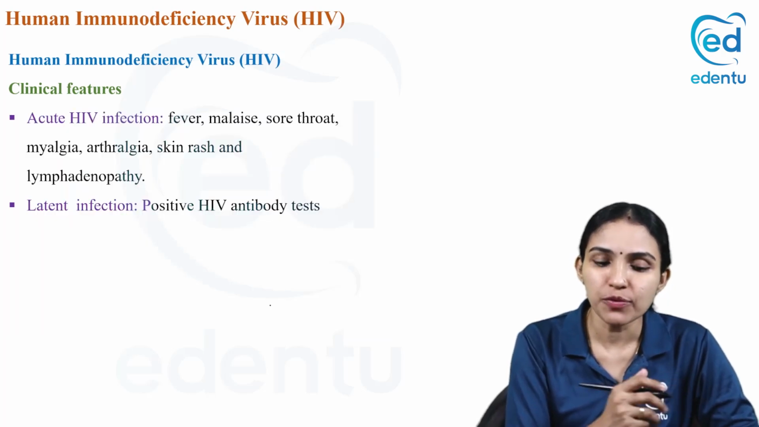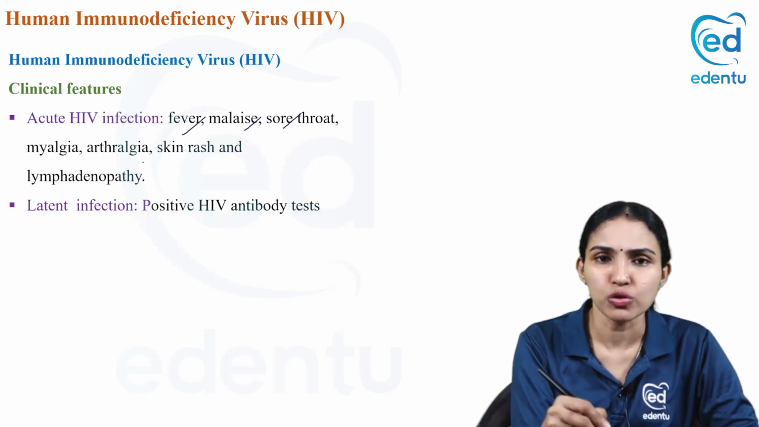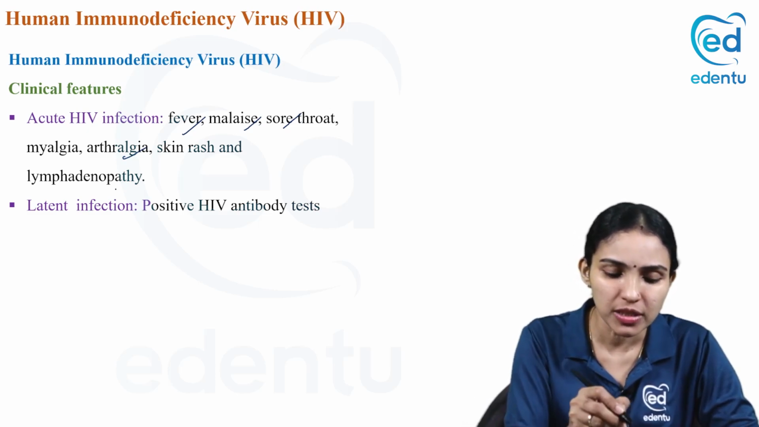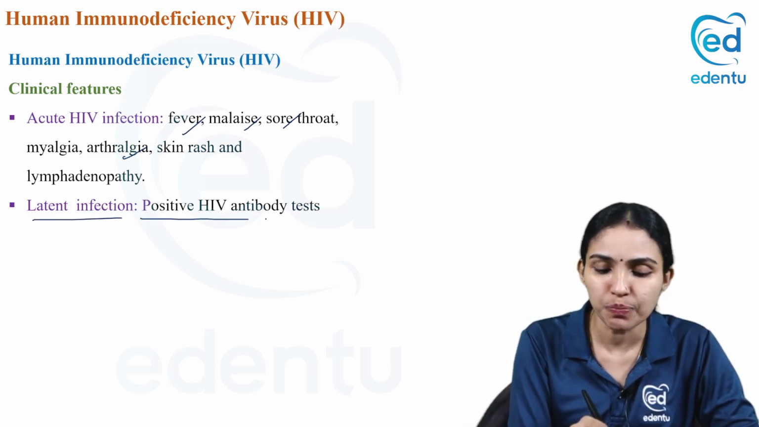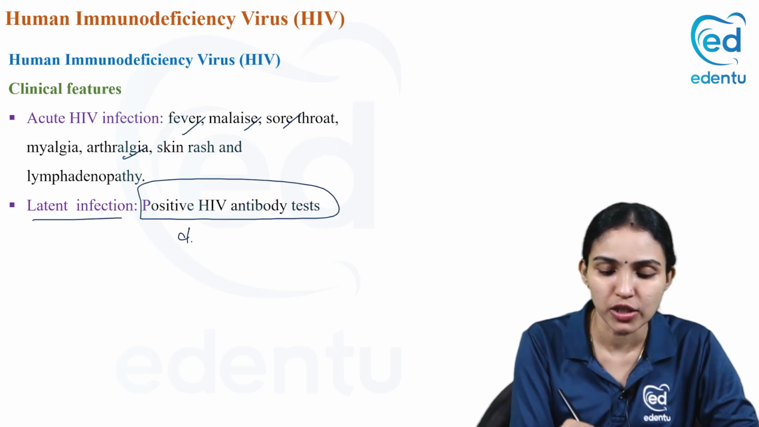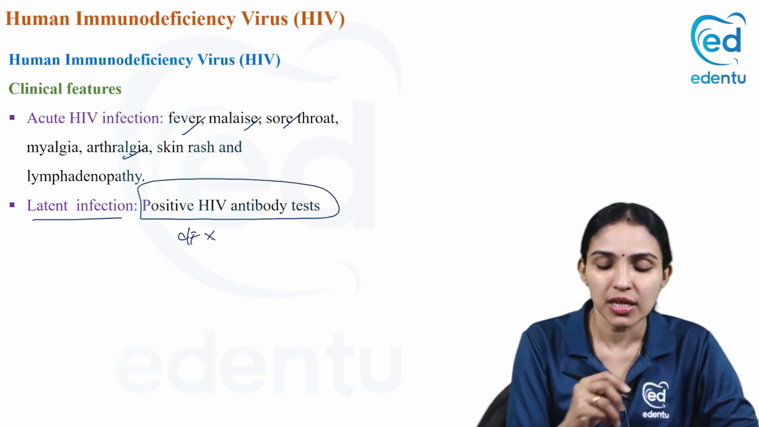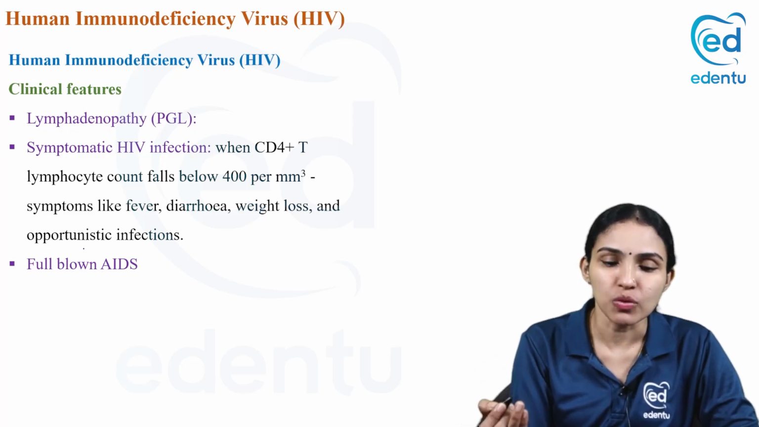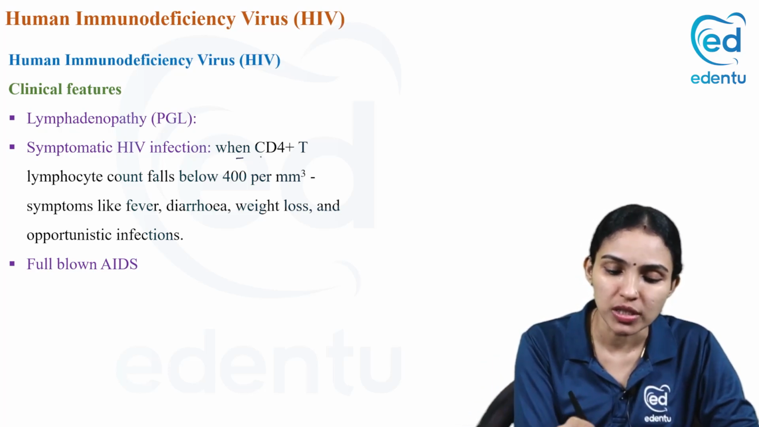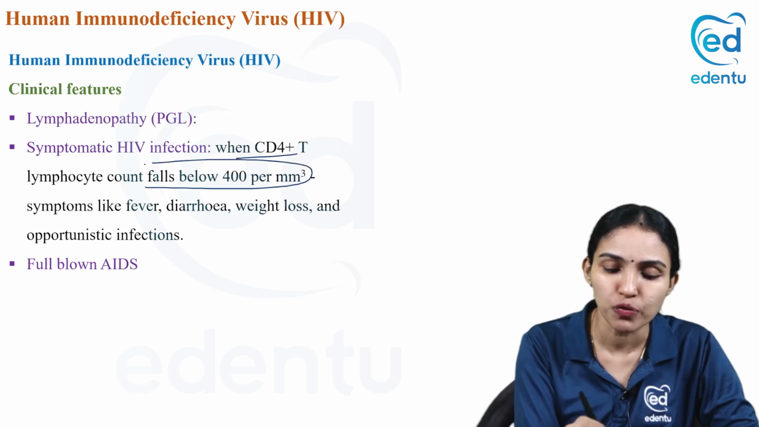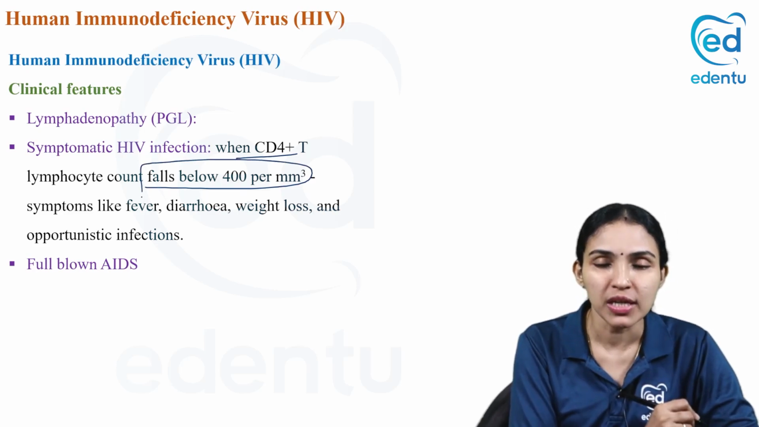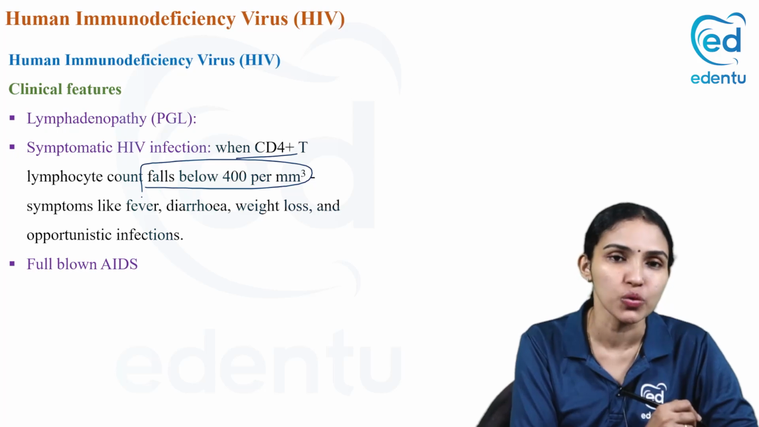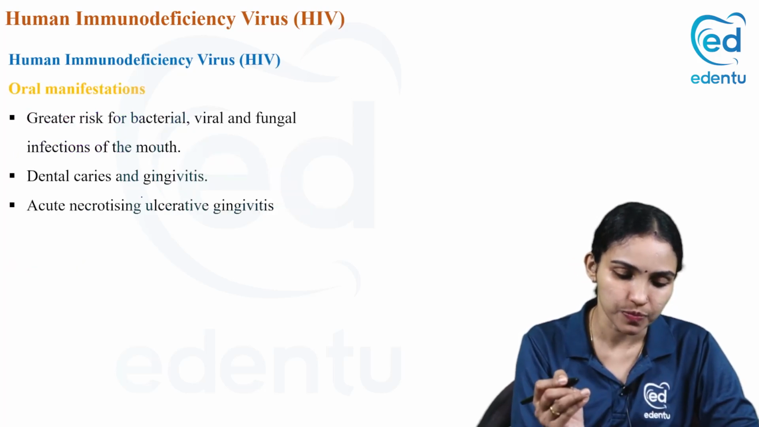So acute HIV infection will have fever, malaise, sore throat, arthralgia, myalgia, just like any other viral fever. In the latent stage, you will get a positive HIV antibody test, but no clinical features will be present. They will only have persistent generalized lymphadenopathy. Now, symptomatic HIV usually occurs when CD4 falls below 400 per cubic millimeter. They will have fever, diarrhea, weight loss, and opportunistic infection. Finally, they go into full-blown AIDS.